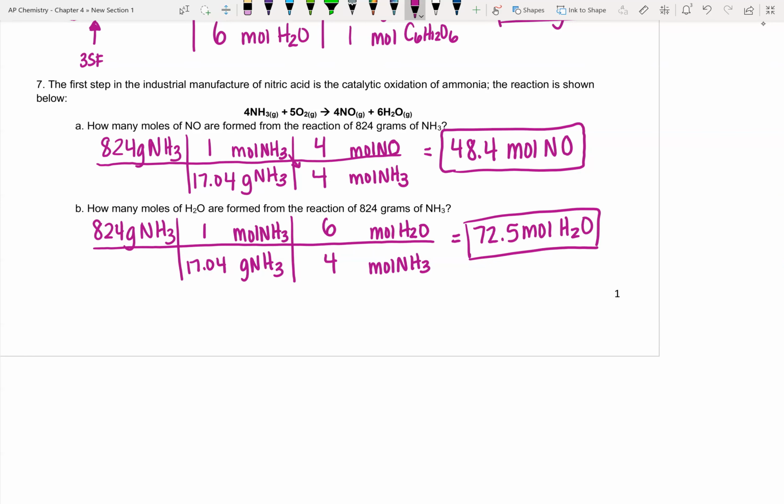Hopefully this gets you enough practice and enough kind of exposure to the mass mole and mole mass problems. You will have 3 problems with your homework assignment to work on, and we'll go over those problems in class tomorrow.